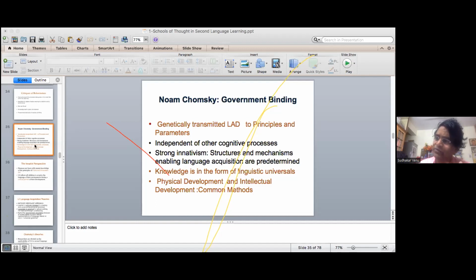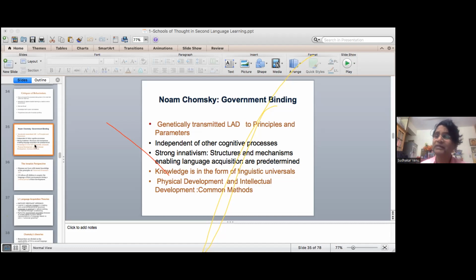and a new way of looking at language. It is a big jolt to the behavioristic school of psychology, which believed that language learning is external, that processing takes place only from external stimuli. But here, it's a different way of looking at consciousness, that potential. And in strong innativism, if you believe, the structures and mechanisms enabling language acquisition are predetermined. This is a very, very strong innativist idea that some people express.